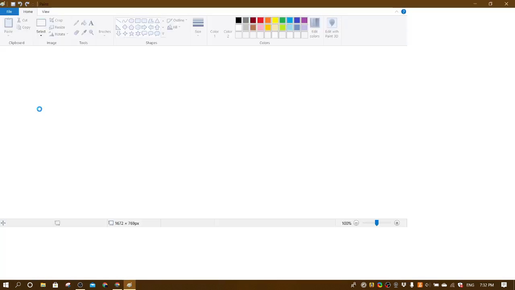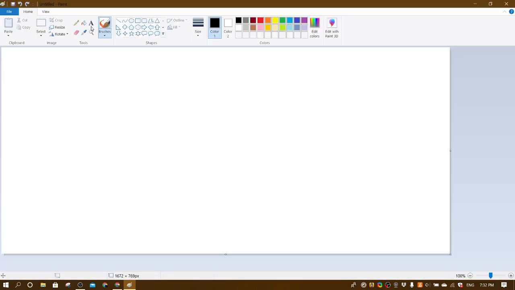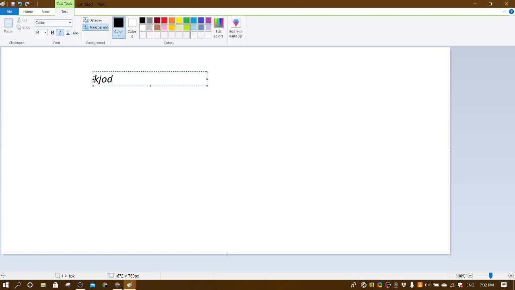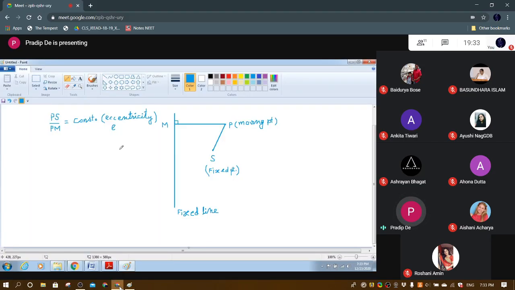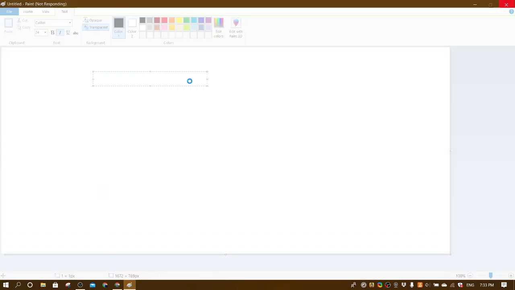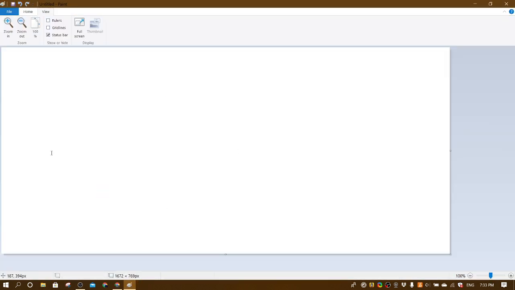So the name of this constant is eccentricity. Okay. In short, we denote it by the letter e, small e. It is not the constant e that we use in logarithm, not that e. Okay, this is different. This is used only reserved for these conic sections. This e is eccentricity. So e is a fixed number. It is a fixed constant.